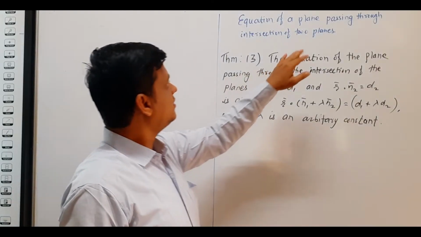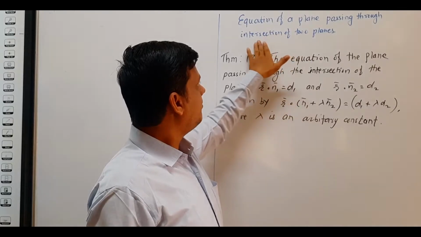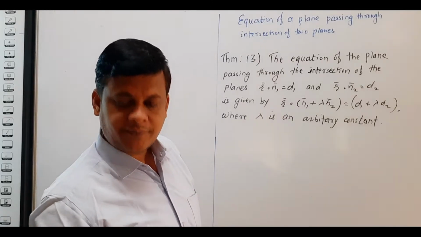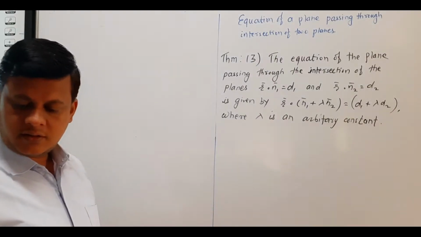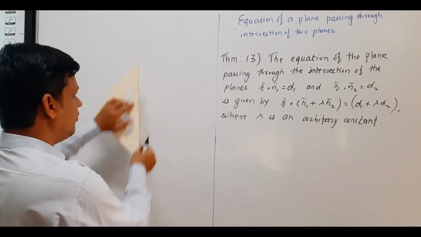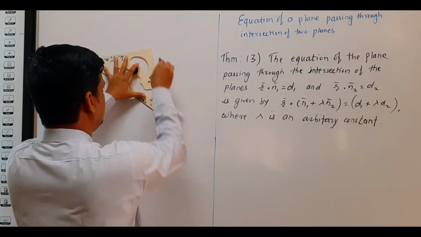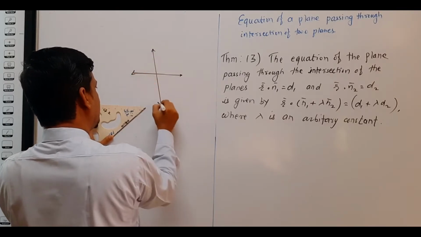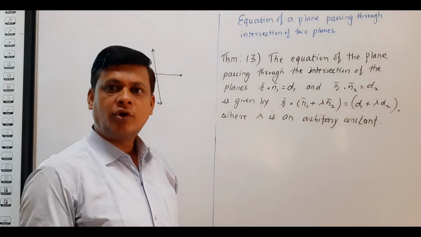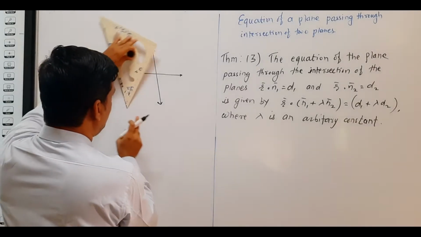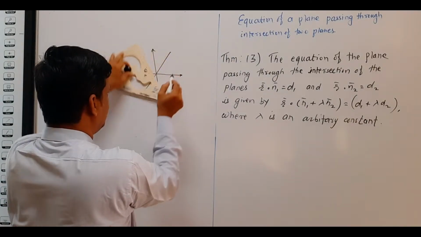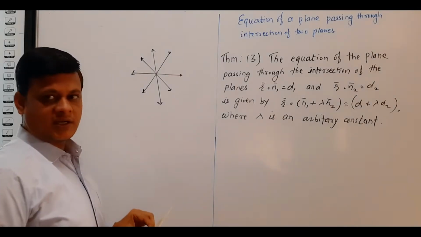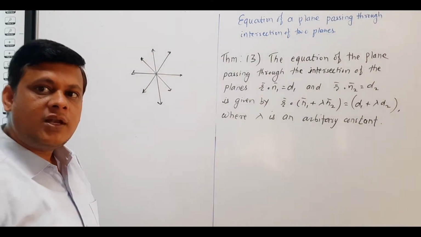Now next topic is equation of a plane passing through intersection of two planes. Such type of concept we already discussed in straight line in class 11. We know that family of lines, when two lines intersect and a number of lines pass through that intersection of these two lines, then that concept we call system of equations, and the lines are family of lines.